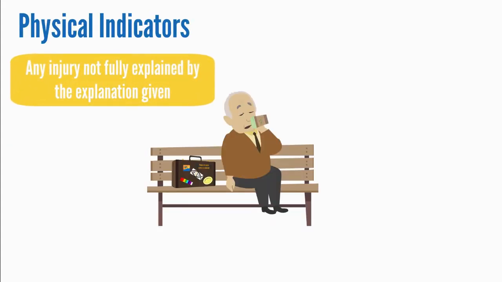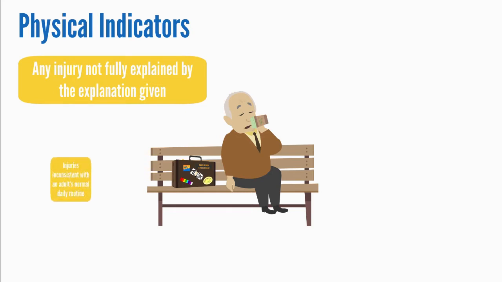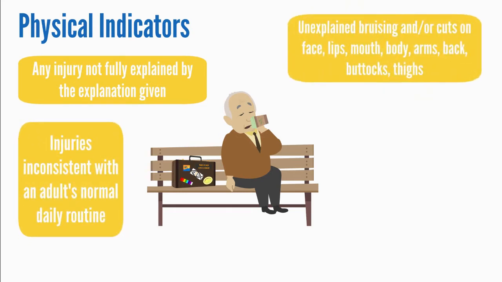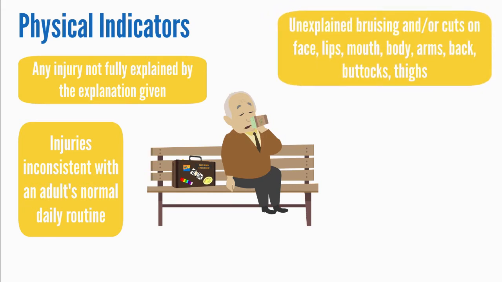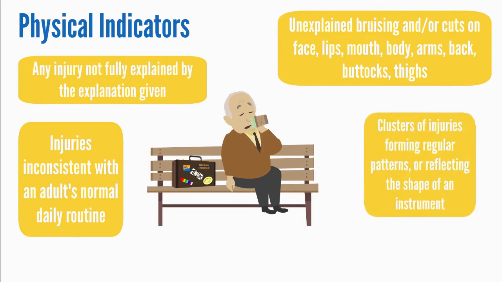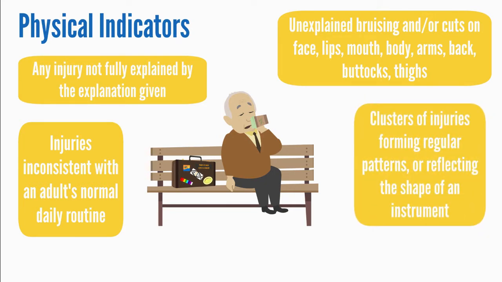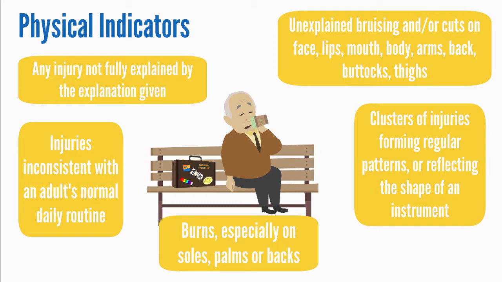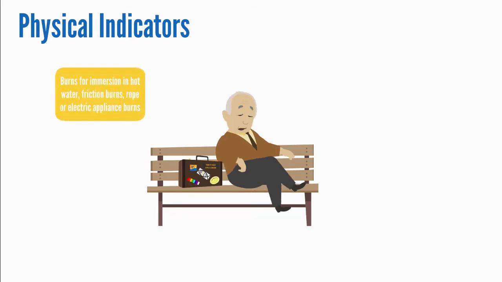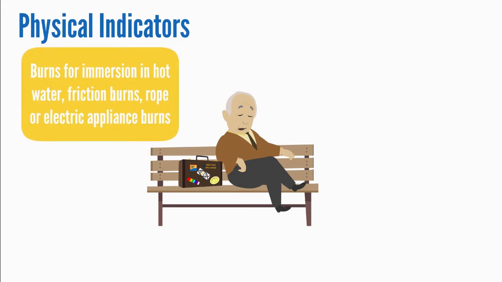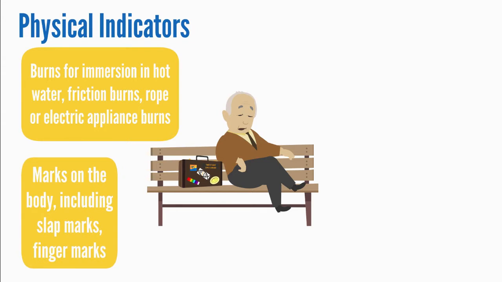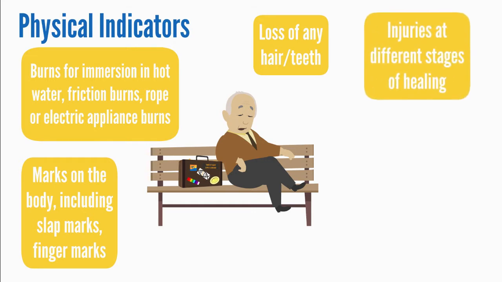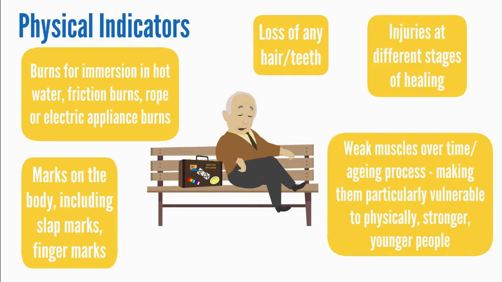Physical indicators can be any injury not fully explained by the explanation given, injuries inconsistent with an adult's daily routine, unexplained bruising and/or cuts on face, lips, mouth, body, arms, back, buttocks, thighs, clusters of injuries forming regular patterns or reflecting the shape of an instrument, burns, especially on soles, palms or backs, burns from immersion in hot water, friction burns, rope or electric appliance burns, marks on the body, including slap marks, finger marks, loss of any hair, teeth, injuries at different stages of healing, weak muscles over time, and the aging process, making them particularly vulnerable to physically stronger, younger people.